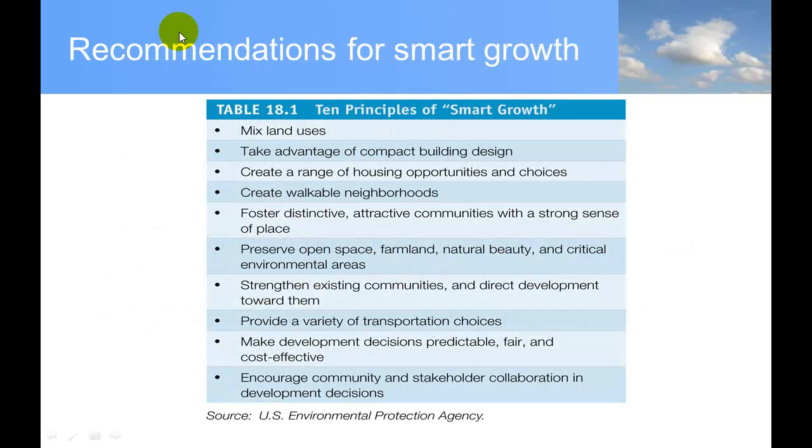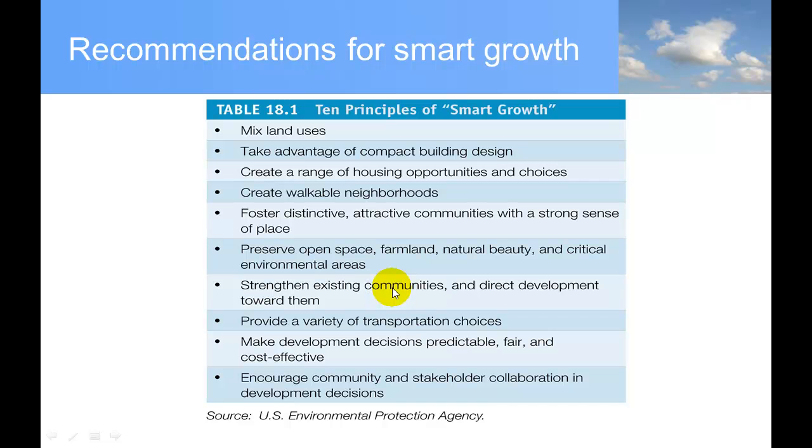So here are some recommendations for smart growth. These are considered the 10 principles for smart growth. A mix of land uses, take advantage of compact building design, create a range of housing opportunities and choices, walkable neighborhoods, distinctive, attractive communities with a strong sense of place. In other words, avoid those cookie-cutter looks of many suburban communities. Preserve some open space, farmland, and natural beauty that are critical to environmental areas.